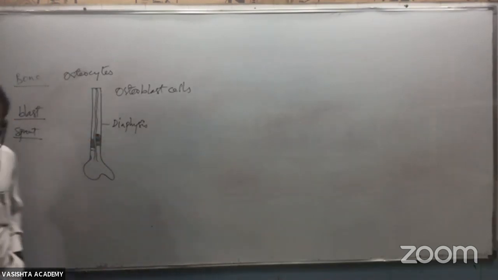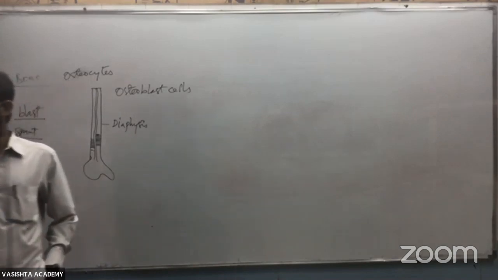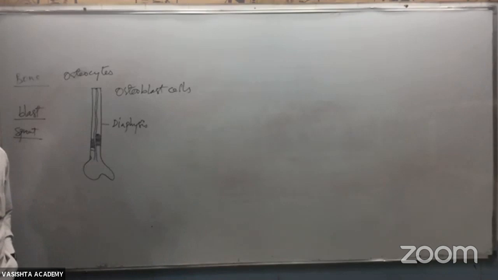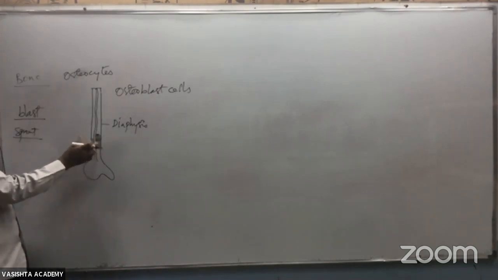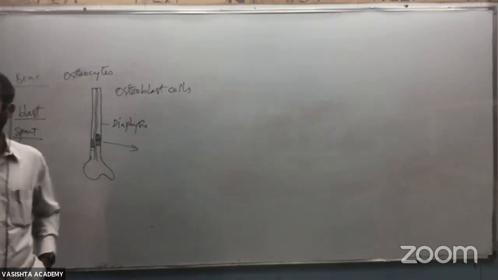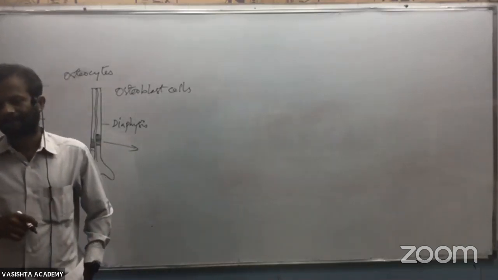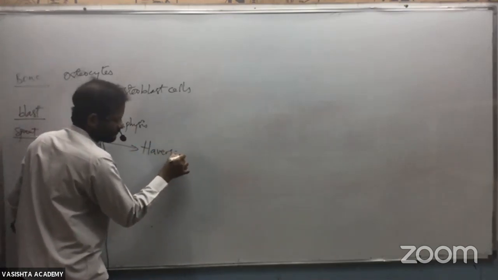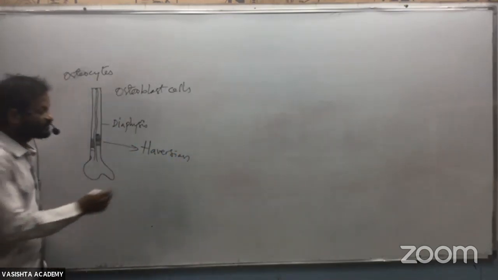You know very well the bone is very hard. That is due to the presence of high concentrations of calcium salts. And in this bone, we can find one specific system where other tissues are lacking. That is the Haversian system. Haversian system.